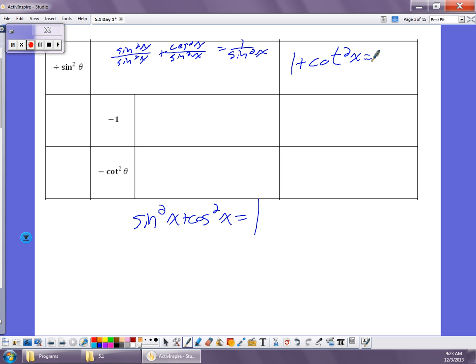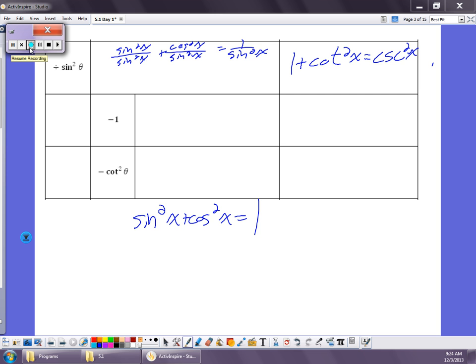And what's 1 over sine going to be? Cosecant, right. Cosecant squared x. So now we can form new identities from this. And again, it's all the same. All we did was alter it by dividing by sine squared theta, or sine squared x. All right.